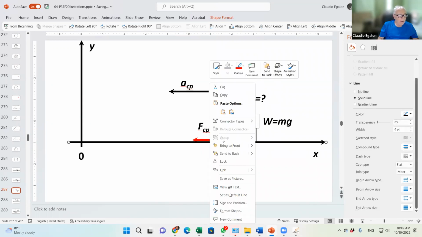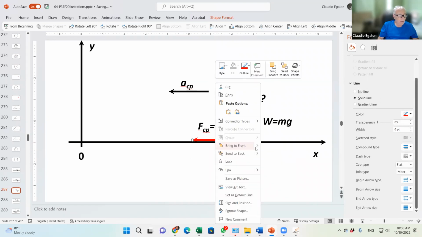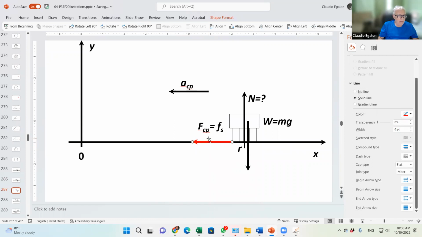Gotta bring this guy up, bring to the front. Here you go. Now I don't have any problems. Bring to the front. Good. Now you can see.